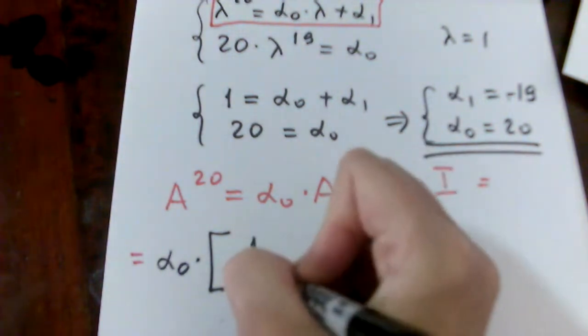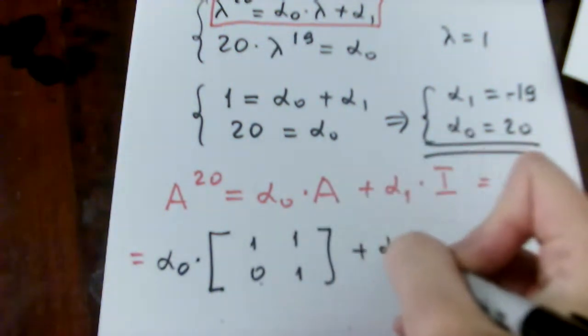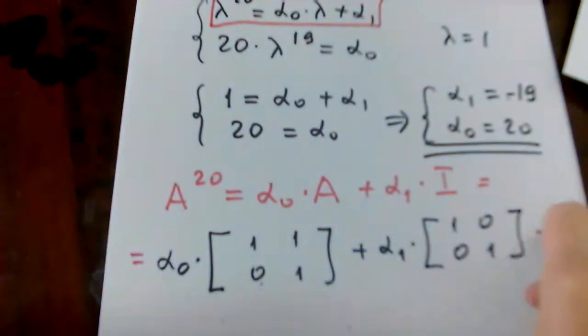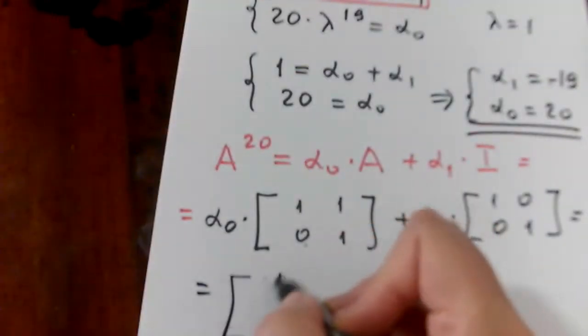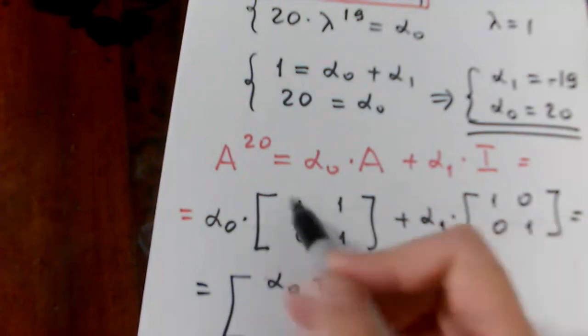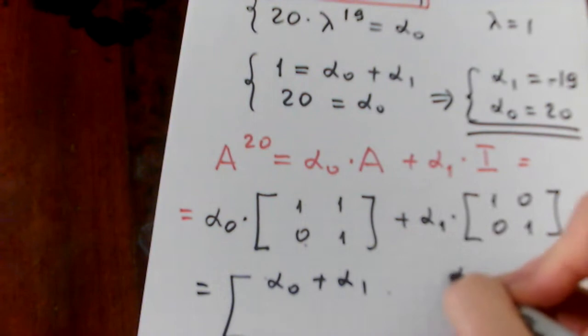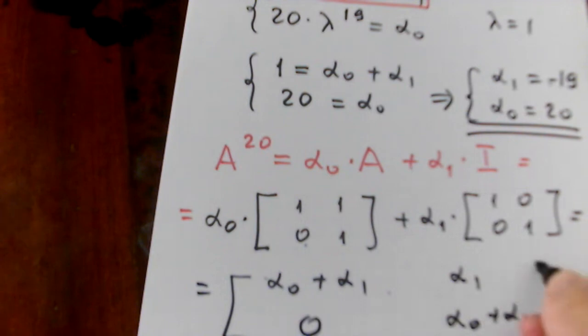So it was 1, 0, 1, 1. So this is matrix A plus alpha 1 and the identity matrix, 1, 0, 0, 1, is equal to what? Is equal to alpha 0 plus alpha 1. This has been the top left element. The second element will be just alpha 1. This will be 0. And this will be alpha 0 plus alpha 1.